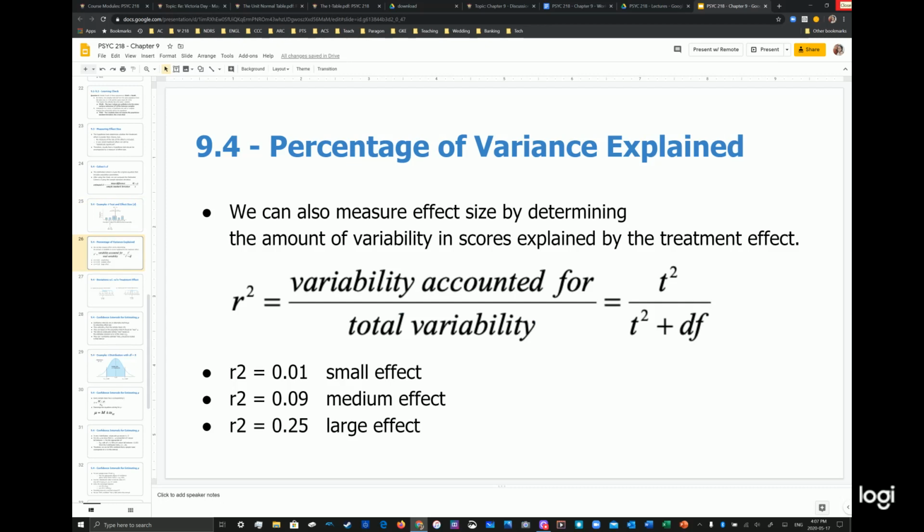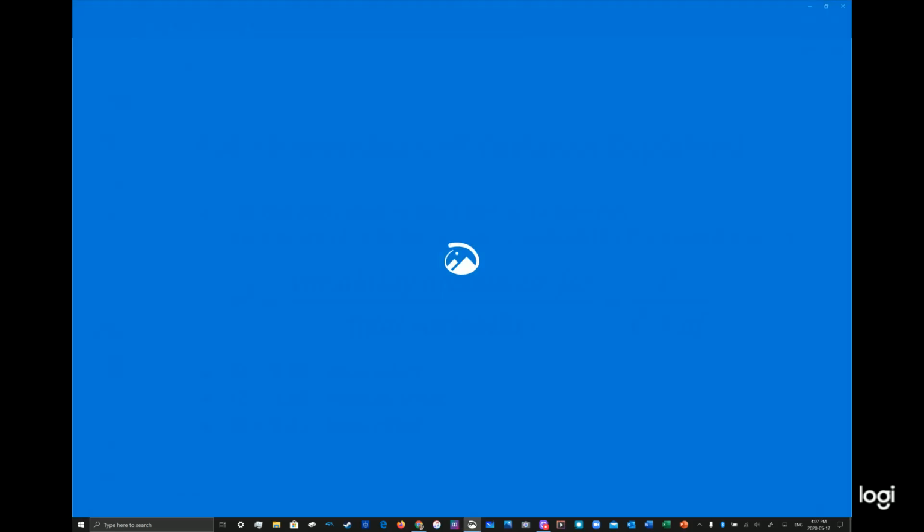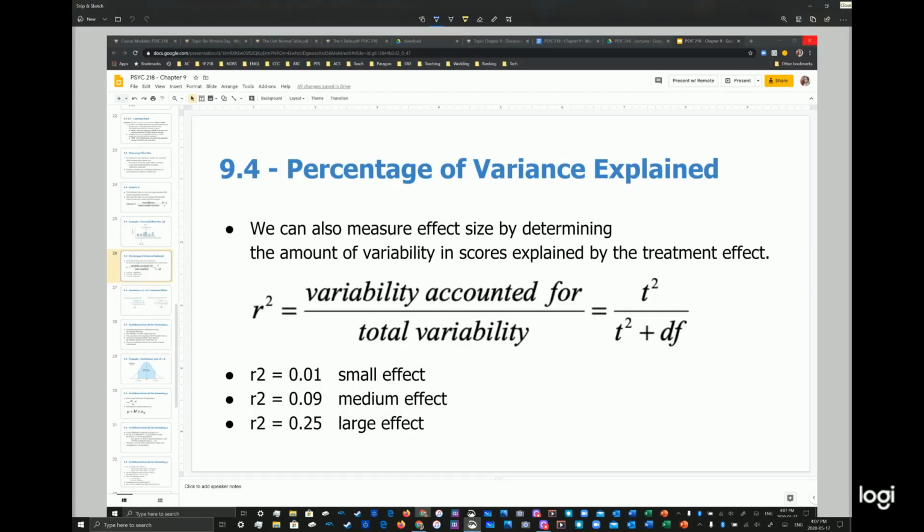Another way of measuring effect size is using something called the percentage or proportion of variance explained. That is, instead of comparing mean differences, we are more directly comparing variability. So we're trying to determine how much of the variability we see in the sample is explained by the treatment effect. So the way we do this, and technique we use here, is to compare variability.